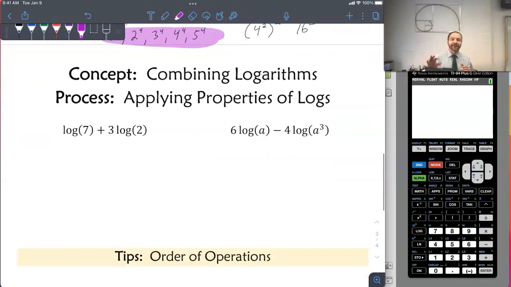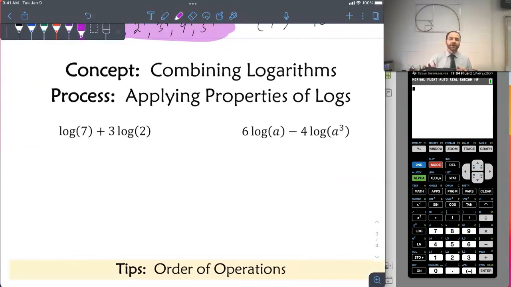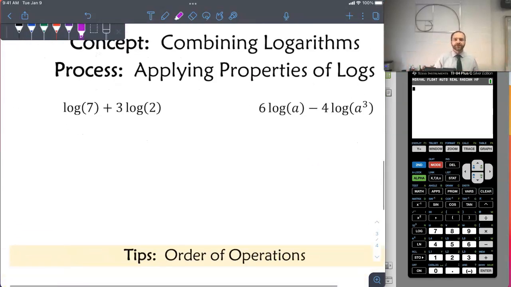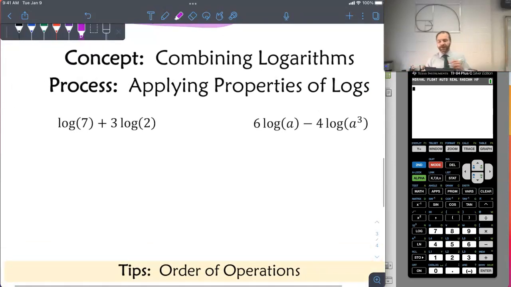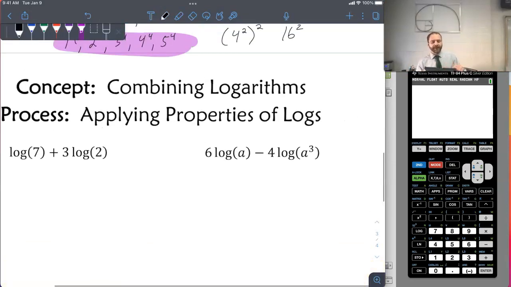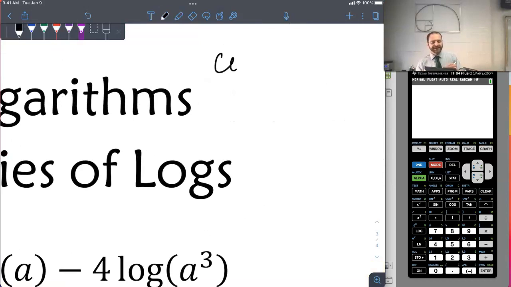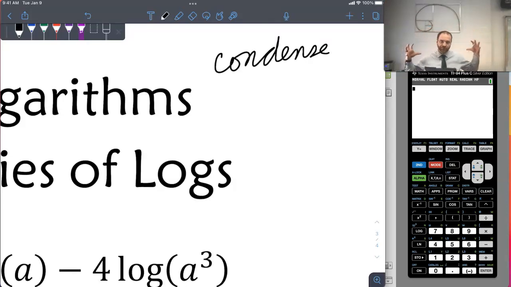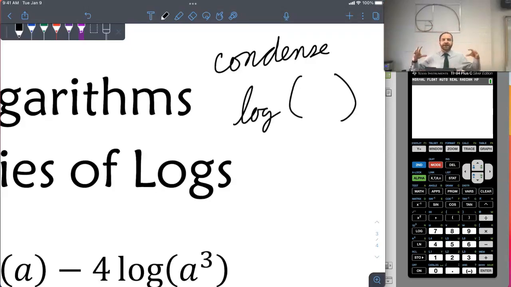Concept 3 on the non-calc. Concept 3 is combining logarithms. What process do we use? That's the properties of logs. Notice it says combining. You'll see it also in the word condense. What that means is you take multiple logs, log plus, log minus, and you merge them into one single logarithm. That's what combining is. You're going to combine into one log, which means you're not crossing out logs. You're combining into a single log.